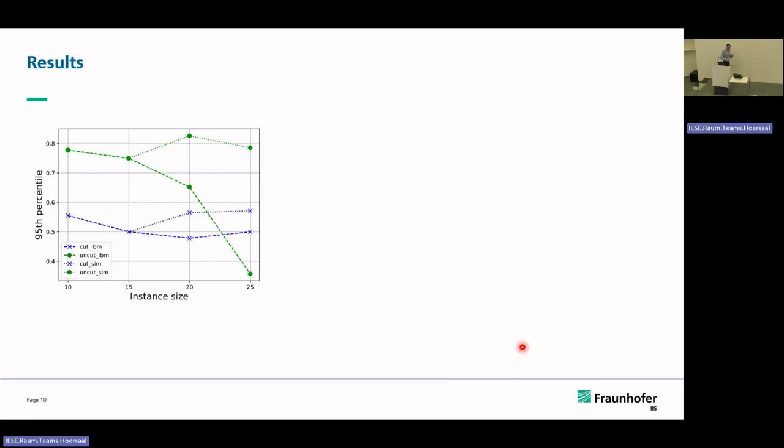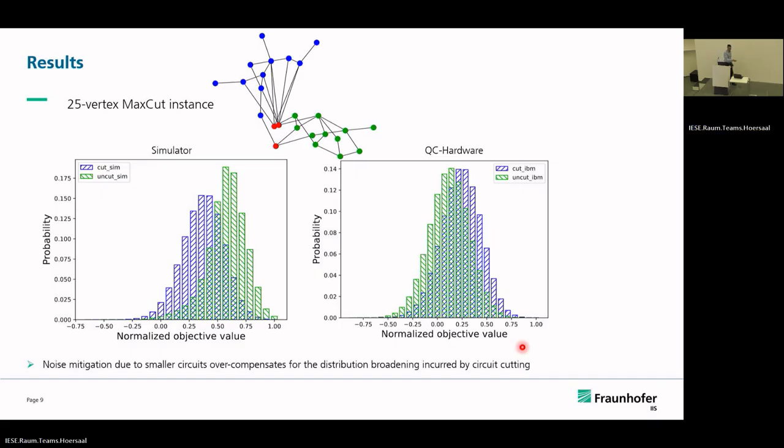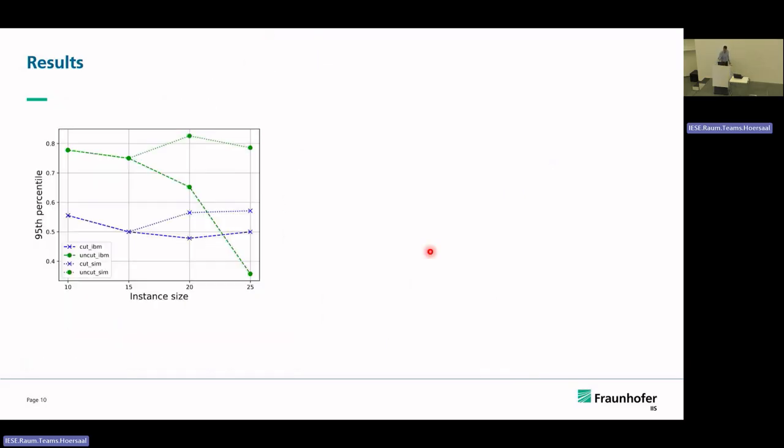So what we see here is instance size versus some percentile of those distributions. Just to have a single number representing the quality of that distribution, we take the 95th percentile. And what you see here is for different instance sizes, green is uncut, and you see that running on IBM hardware the quality drops as the instance size increases. That is expected simply because the noise increases. For the cut case, it's of course similar.